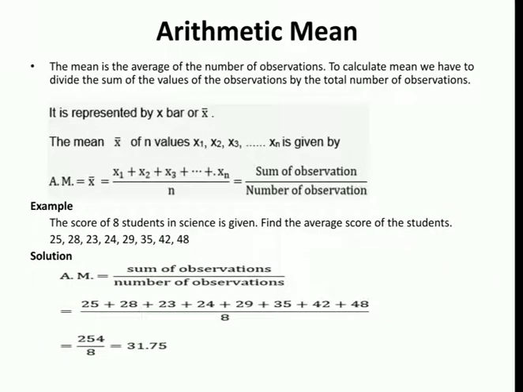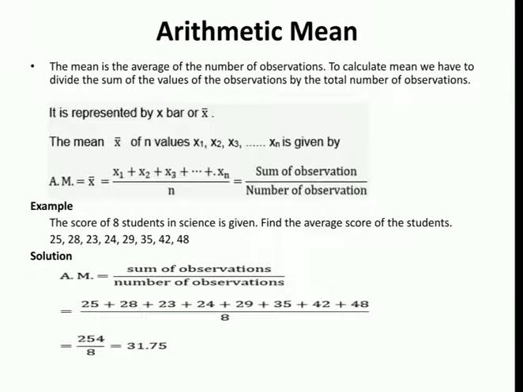Arithmetic mean, which is commonly known as average, is the mean of a number of observations. To calculate the mean, we have to divide the sum of the values of observations by the total number of observations. Arithmetic mean is the most common representative value of a group of data. As I told you, it's commonly known as average.